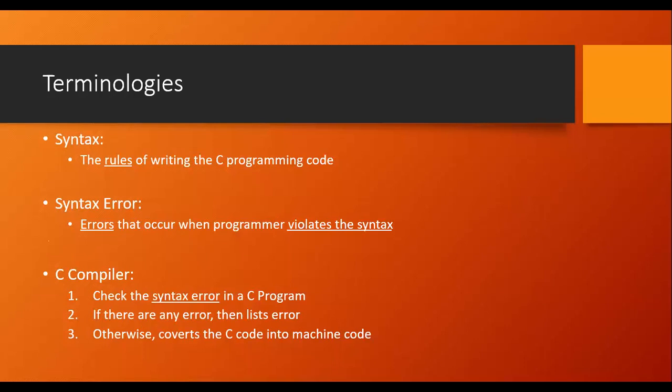If not, meaning if there exists any syntax error, then it lists out those syntax errors. Then the programmer will correct those syntax errors. And if the program is free from syntax errors, then the compiler will compile it and give a translated code or translated file. In simple terms, that file can be easily understood by the computer, and the computer will be able to execute that particular program. Is that clear?